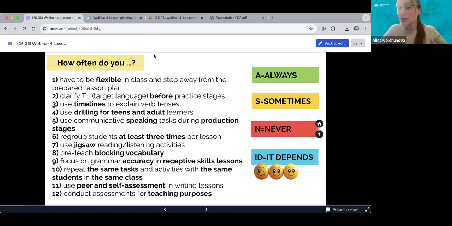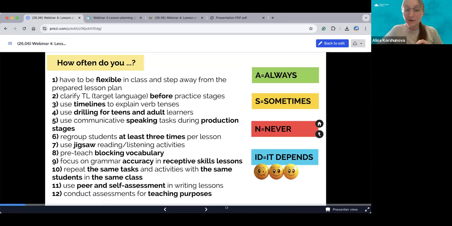So number 11, use peer or self-assessment in writing lessons. That is when you ask your students to check their own writing, or you ask their classmates, their peers, to check. So you don't check that on your own, but you first give them the opportunity to either self-check or peer check. It depends, Irina. Probably it depends on the level and the age. Sometimes, Victoria, I see. We sometimes need to do that, yes? And we will discuss why we need to do that, at least sometimes.